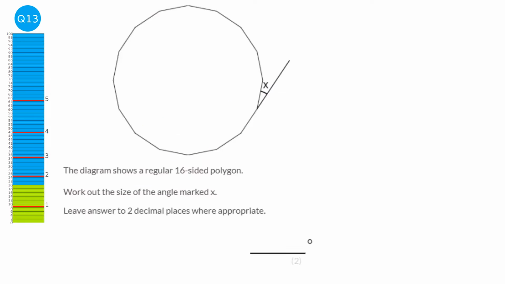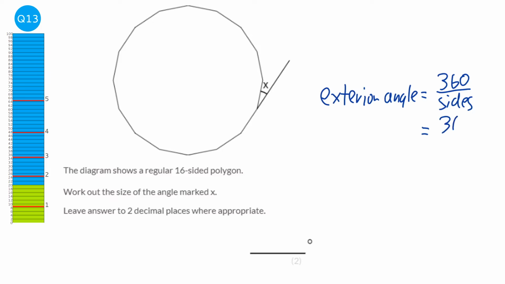Initially this question looks a bit daunting, but there's a really nice formula that we can use to work out what the answer is. And that formula is that the exterior angle is 360 divided by the amount of sides, because all the exterior angles will add up to 360. So we know there are 16 sides on this polygon, so we do 360 divided by 16, which is 22.5. So each angle would be 22.5 degrees.